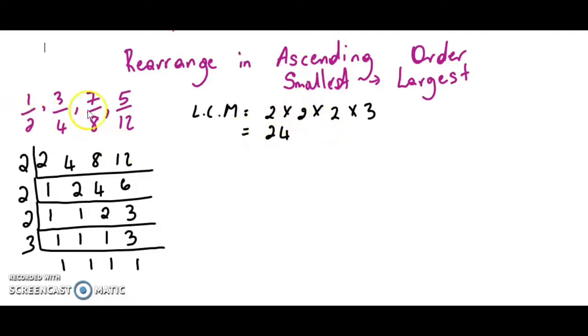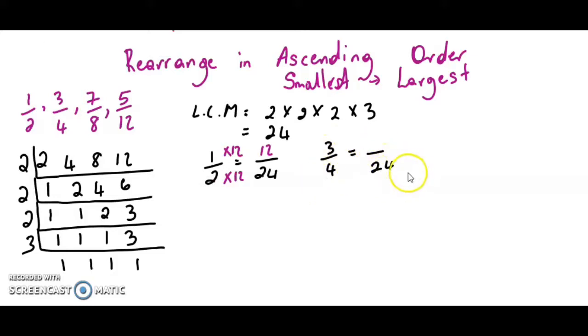What I'm going to do, I'm now going to rewrite my fractions, and I'm going to change them to equivalent fractions using 24 as a denominator. So a number times 2 gives me 24. 2 times 12, so I'm going to multiply my numerator by 12. So here I have 12 over 24. My next fraction is 3/4. 4 times a number gives me 24, and here I have 4 times 6. So I'm going to say 3 times 6, 18.